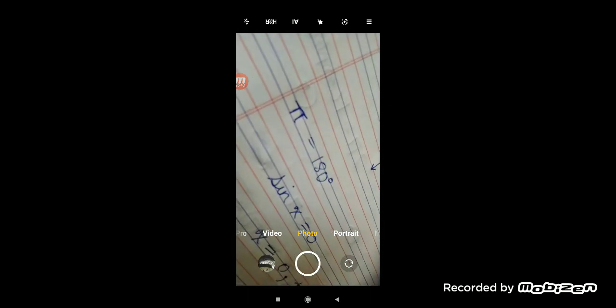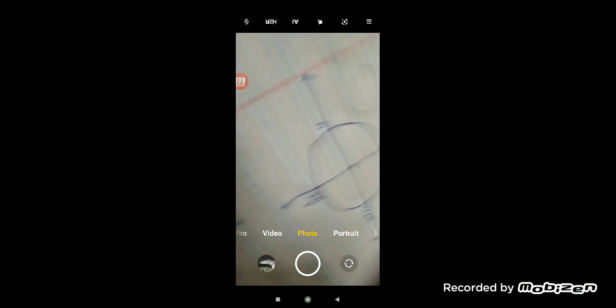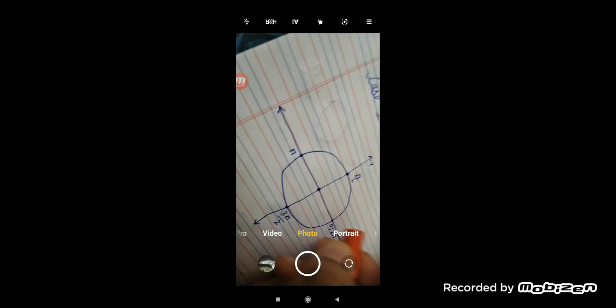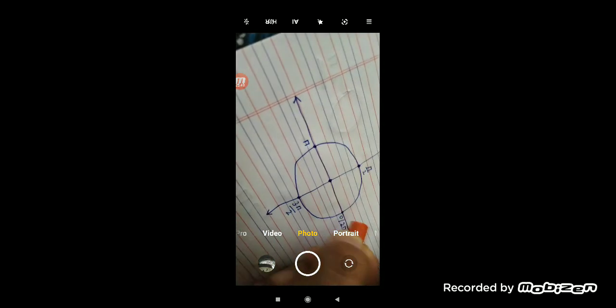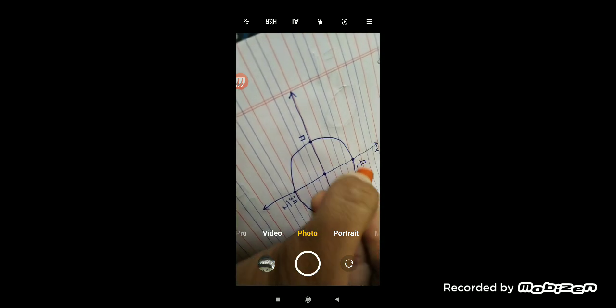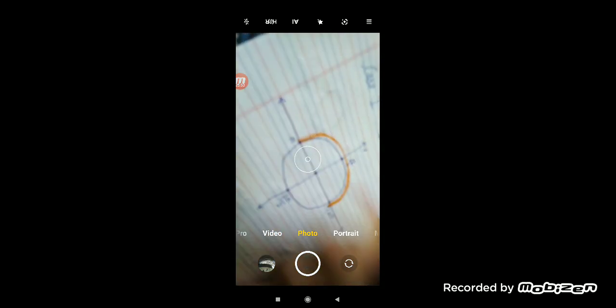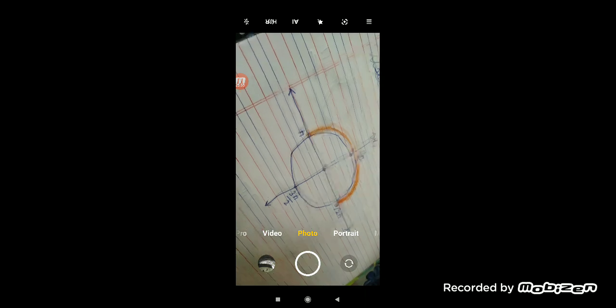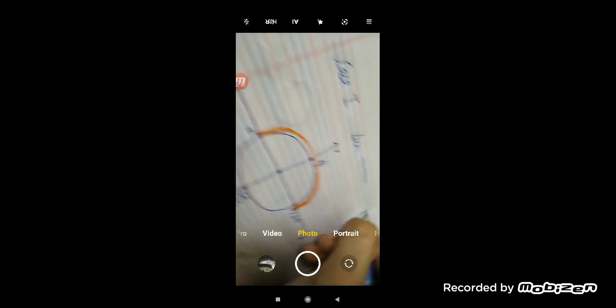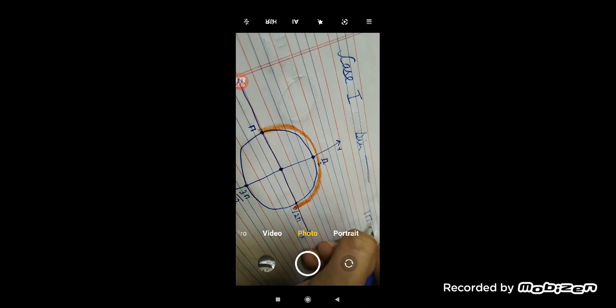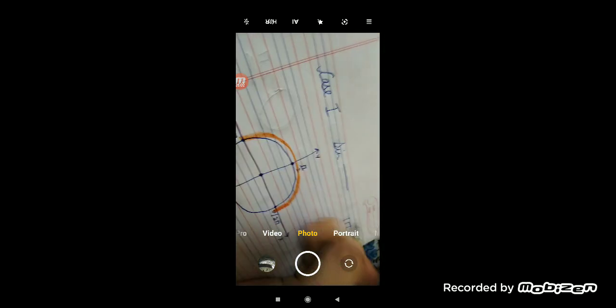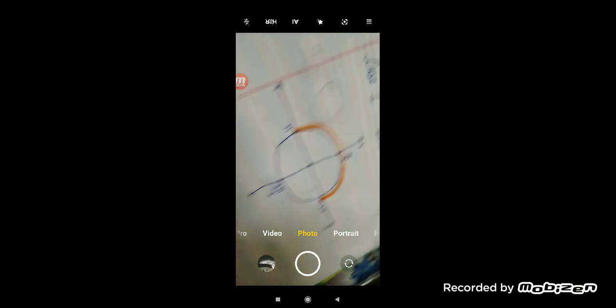So how much is pi? Pi is 180 degrees, right? Pi radian is 180 degrees. We know this from the past video. So that will be this much. This will be our rotation. This is 1 pi, right? This is 1 pi.